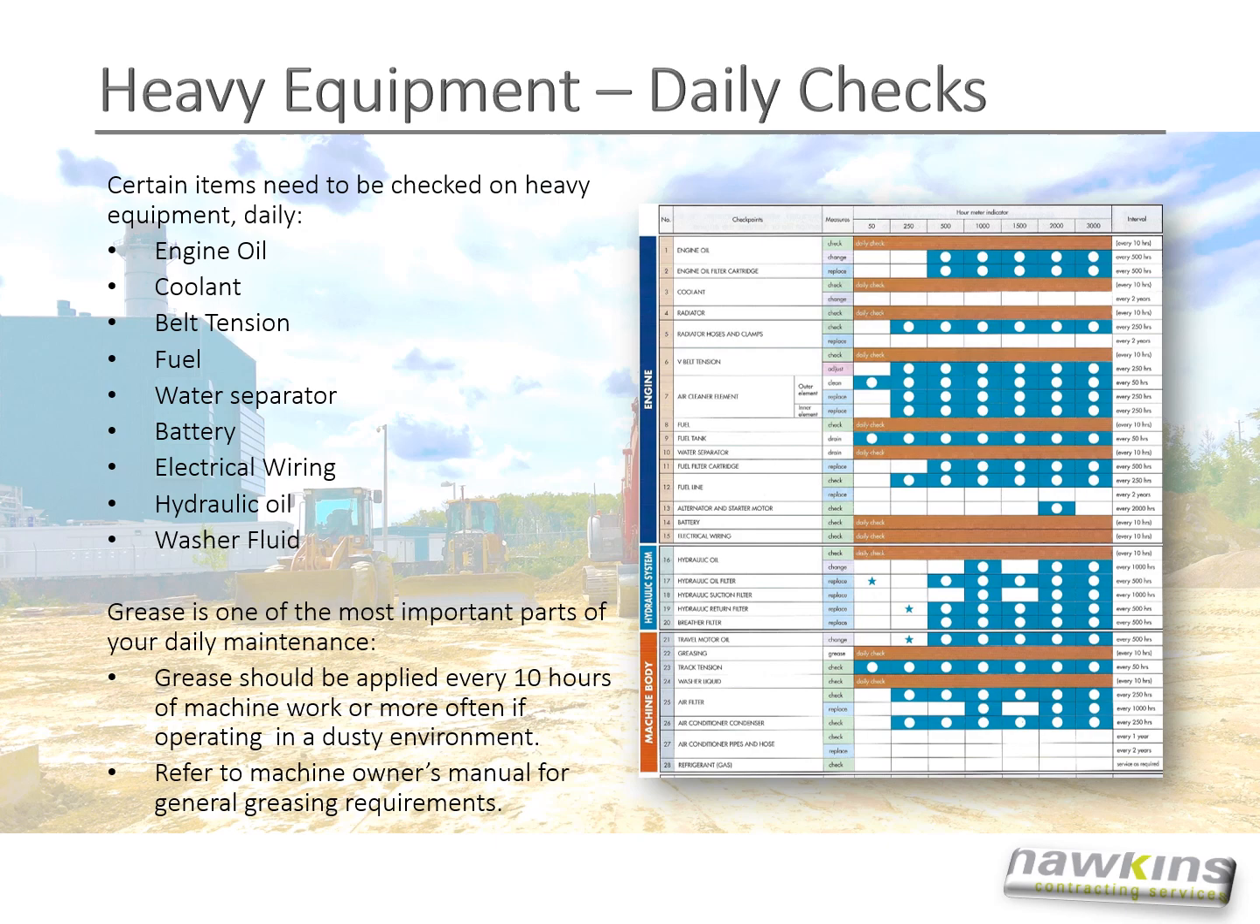Daily checks. Certain things need to be checked on heavy equipment daily. Engine oil, coolant, belt tension, fuel, water separator, battery, electrical wiring, hydraulic oil, and washer fluid. Grease is one of the most important parts of your daily maintenance. Grease should be applied every 10 hours of machine work or more often if operating in a dusty environment. Refer to the machine's owner's manual for general greasing requirements.